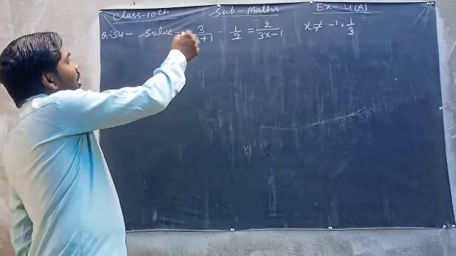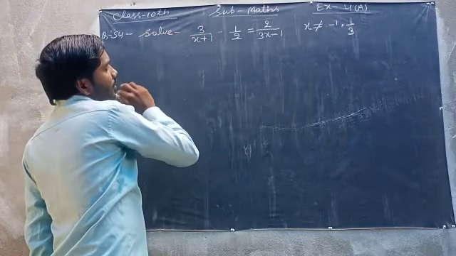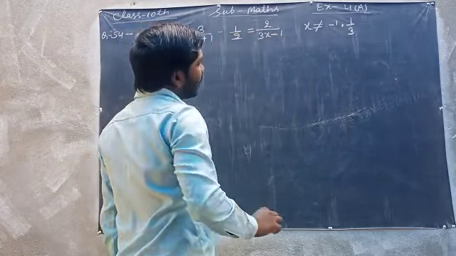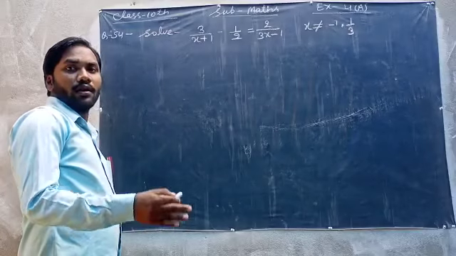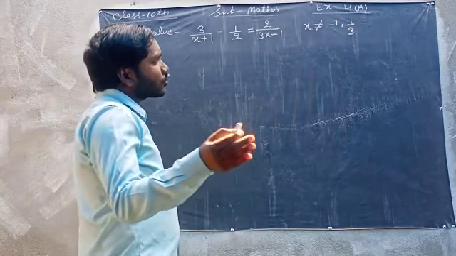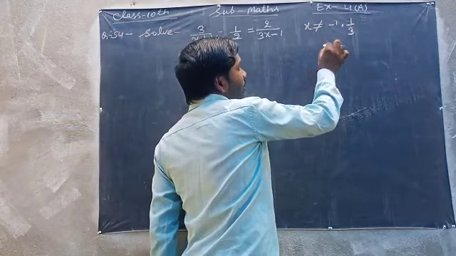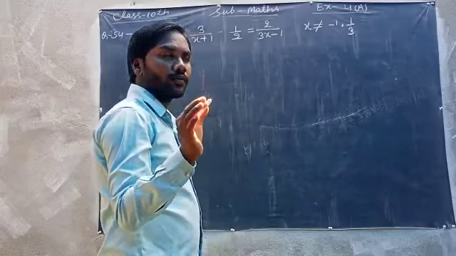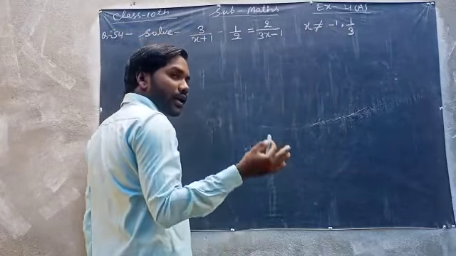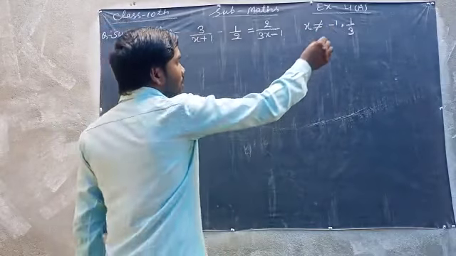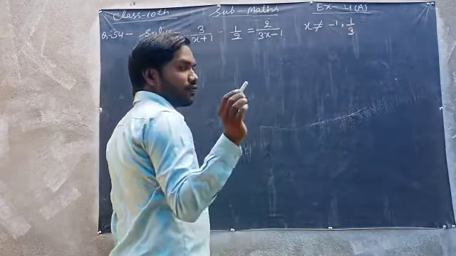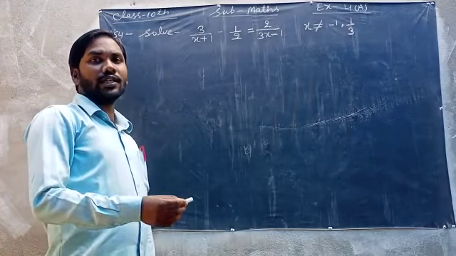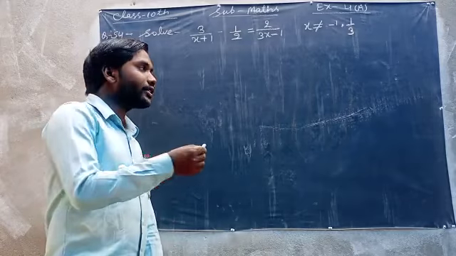The question is: solve 3 upon x plus 1 minus 1 by 2 is equal to 2 upon 3x minus 1. In this question, our answer should not be minus 1 and 1 by 3. These are not the solution. This should not come. Other values can come as the solution, but these will not be the solution of the given quadratic equation. So let us see how to solve this type of question.